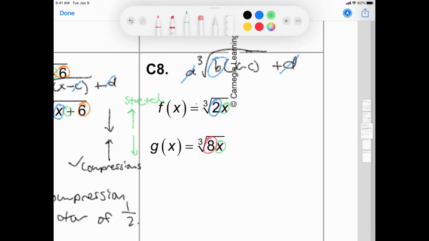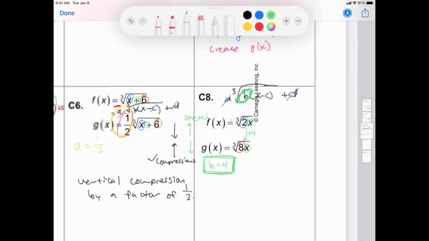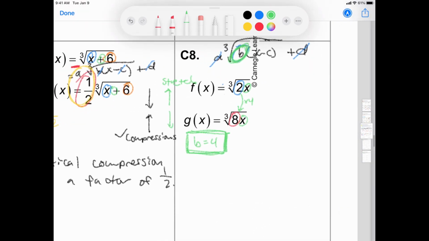Okay, pay attention now. How do you go from 2 to 8? Well, you have to multiply it by 4. So my b value is equal to 4. And if you look, you have a horizontal compression or stretch. Remember, the factor is the absolute value of 1 over b.